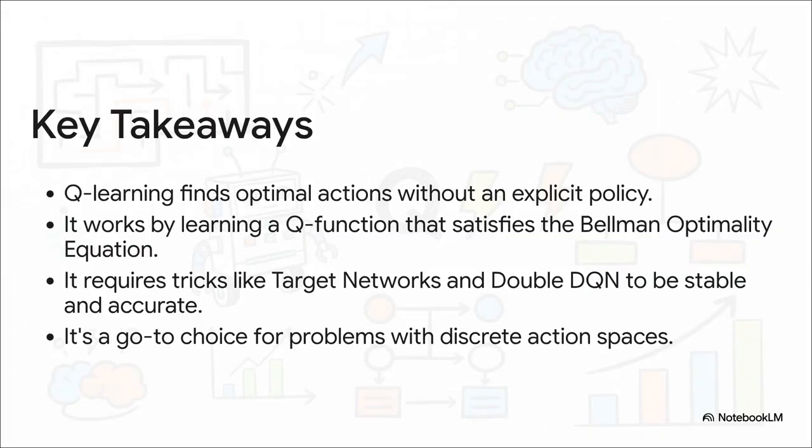So let's boil it all down. First, Q-learning cleverly finds the best actions without ever learning an explicit policy. Second, its foundation is the mathematical purity of the Bellman equation. Third, and this is crucial, it needs that pro-level toolkit, target networks, double DQN, to be stable in the real world. And finally, you know exactly where it fits. It's your go-to method for problems with discrete action spaces.